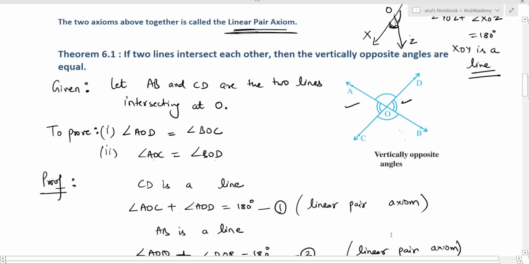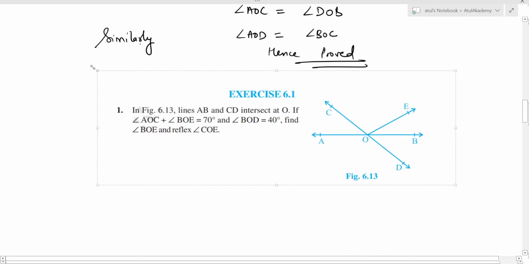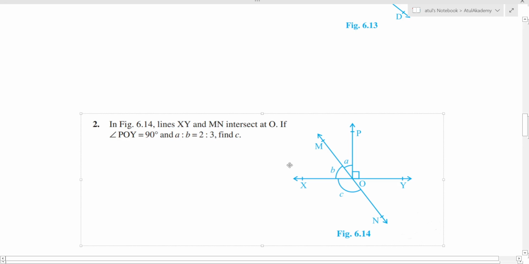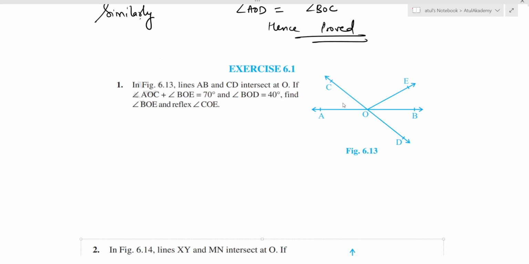No doubt? Now I'm moving to the exercise. Let's start with the exercise. Let's start with question number 1 of exercise 6.1. Again, a very easy thing. You see over here, line AB, line CD. They both intersect at this point O.